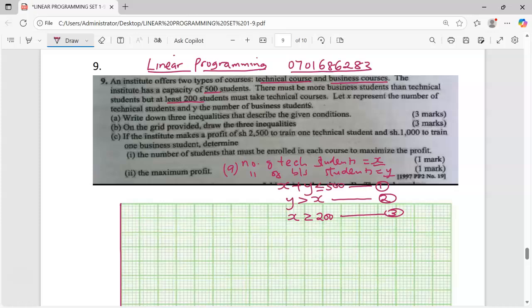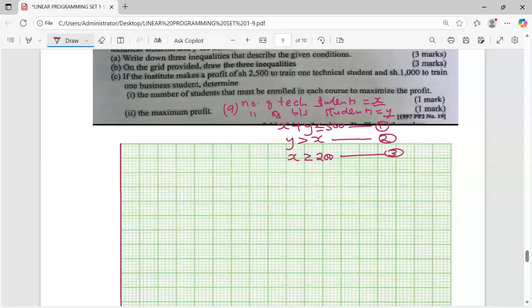B, on the grid provided, draw the three inequalities. So the first thing we are going to do is to take the first inequality. We have X plus Y is equal to 500. We can make a table having X and Y. If we assume the value of X is 0, then Y will be 500. And if we assume the value of Y is 0, then X is going to be 500. The 2 points are enough for us to draw this line before shading the required region.